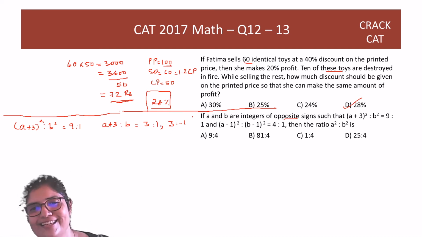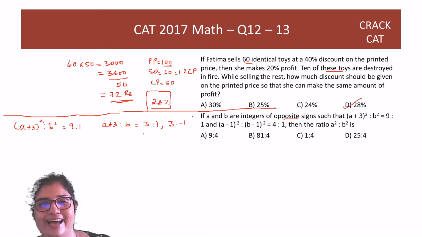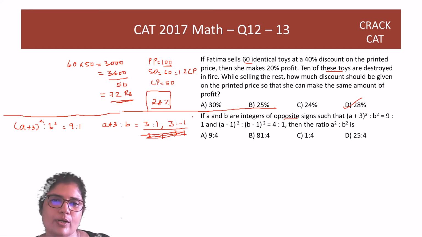See, 3 is to 1 and 3 is to minus 1, same thing. In the sense, 3 is to 1 is the same as minus 3 is to minus 1. And 3 is to minus 1 is the same as minus 3 is to 1. So you don't need to consider all four possibilities. You only need to consider these two possibilities because these two are the same.